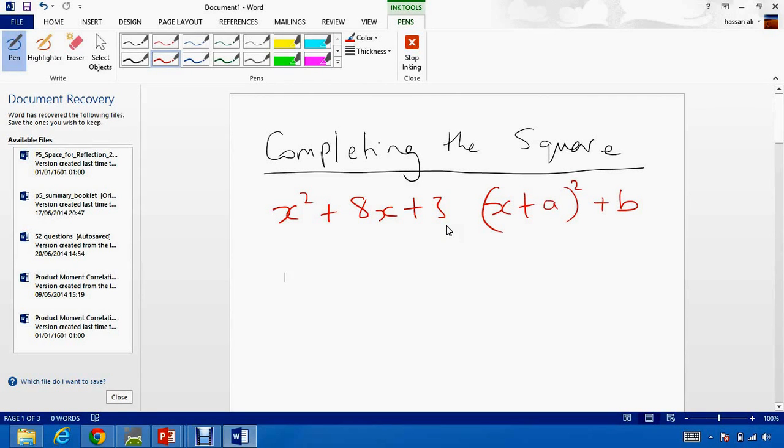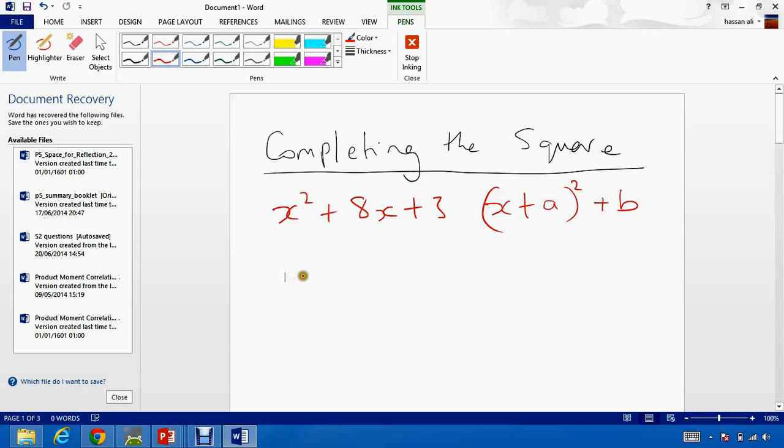Okay, in this video we'll be looking at completing the square. Now if you have this question here, x squared plus 8x plus 3, they normally will ask you to put it in this format here, (x plus a) squared plus b. So what that means is that you're going to have to complete the square.